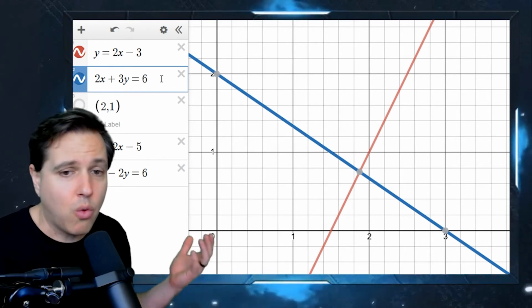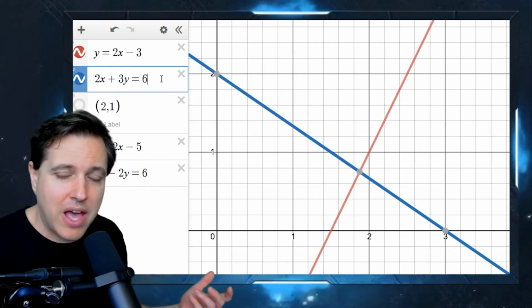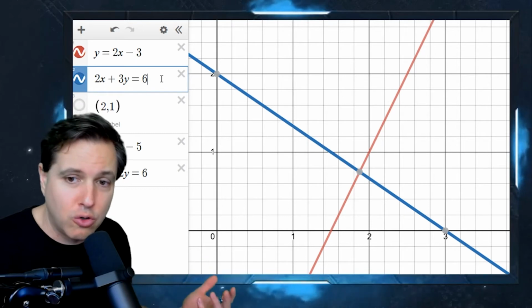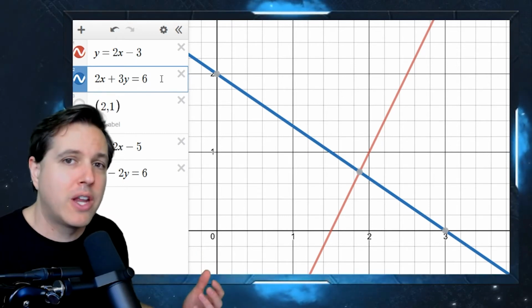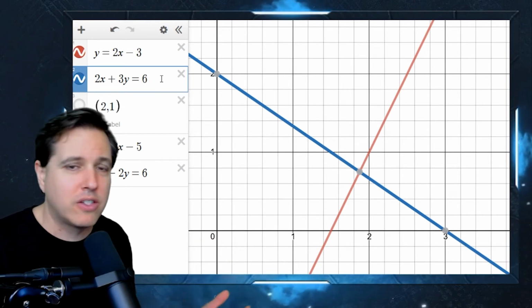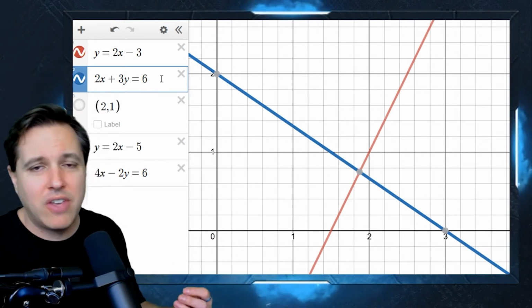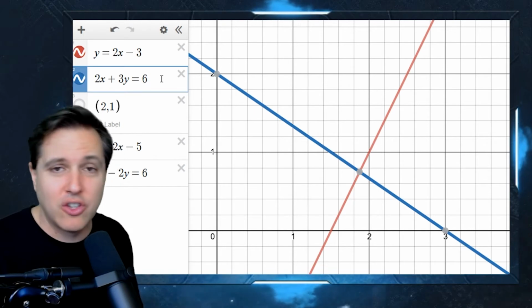There's an x value and a y value, and I can kind of go, well, the x value looks like it's a little bit less than 2, and the y value looks like it's a little bit less than 1. But if you're trying to run a business or you're trying to figure out some scientific principle, just having an estimate for where these numbers are isn't good enough.